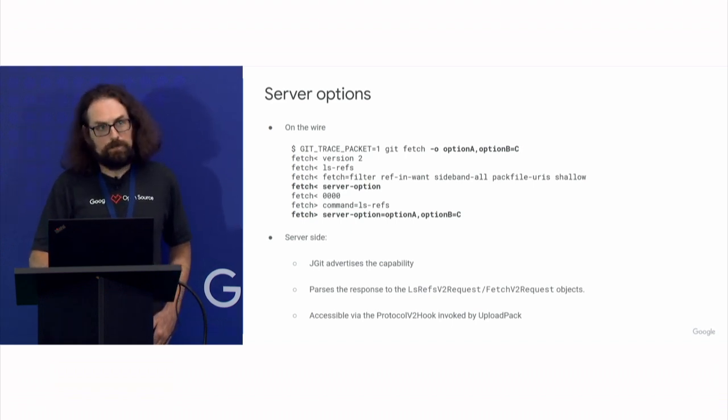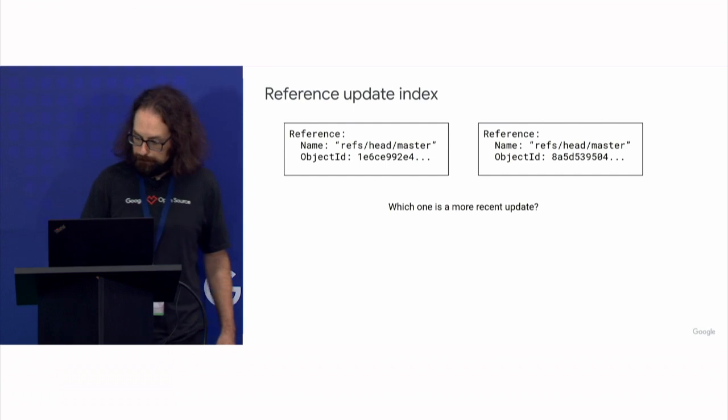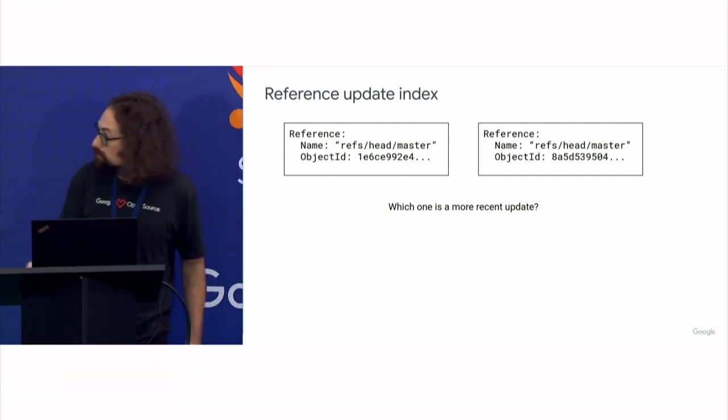So yeah, for example, implementing the tracing for the Gerrit side was installing a protocol v2 hook, reading that ID, and setting up the rest of the things in the server. So that was about server options.